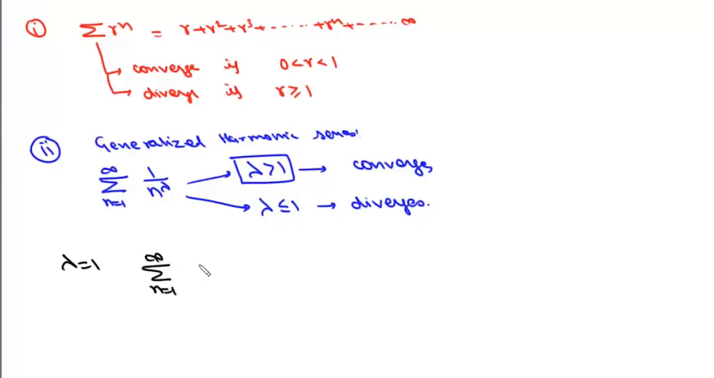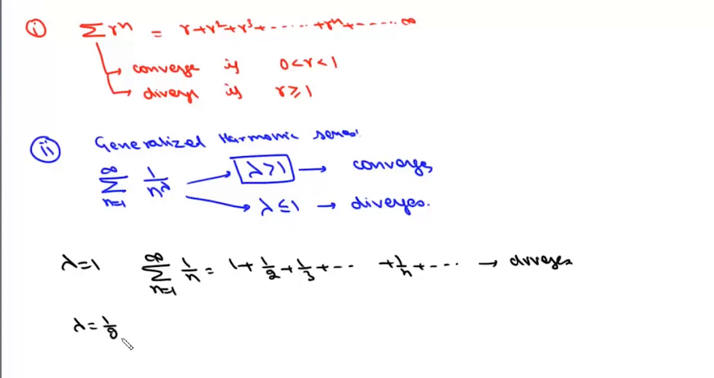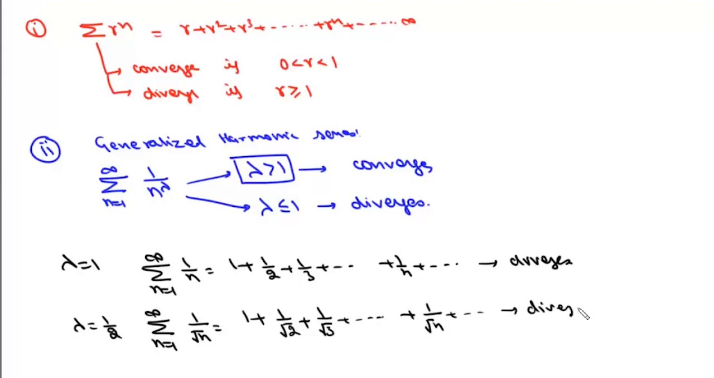So it will be the summation, n varies from 1 to infinity, of 1 upon n, which is 1 plus 1 by 2 plus 1 by 3 plus 1 by n up to infinity, and we know this series diverges. And if lambda is less than 1 also, say for example lambda is 1 by 2, then we can write this series as the summation of 1 upon under root n, which is 1 plus 1 upon root 2 plus 1 upon root 3 plus 1 upon root n, and it will also diverge.